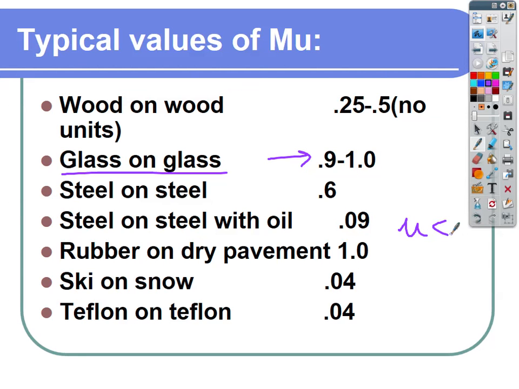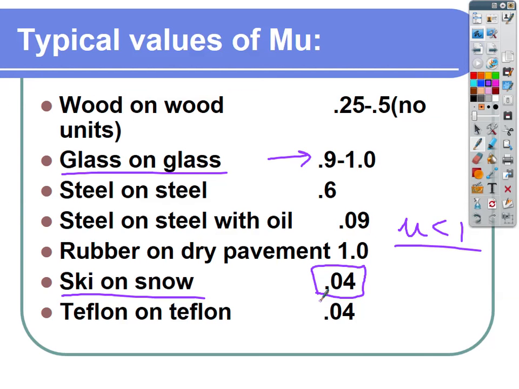Generally, mu will usually be less than 1. Usually. There are some rare exceptions. I don't know if we're ever going to run into them in this class. Mu should be less than 1. So you can see glass on glass, if you ever push glass over glass, is actually very difficult. And that's because the frictional force is very high between two glass surfaces. Even though they might be smooth, it's actually very difficult to push them across. But if I look at ski on snow, look at that coefficient of friction, very small. That means the frictional force is very, very small, very little between the two.